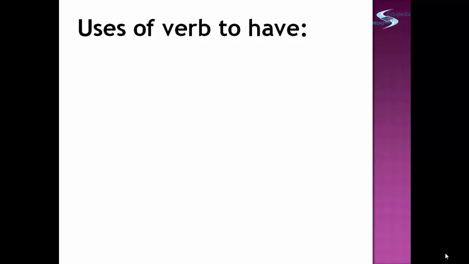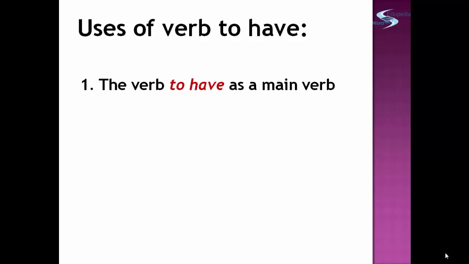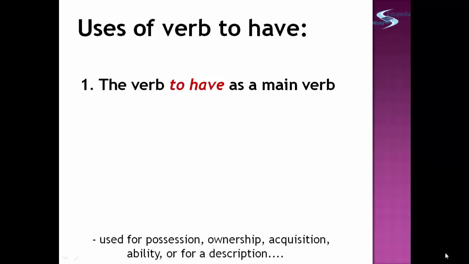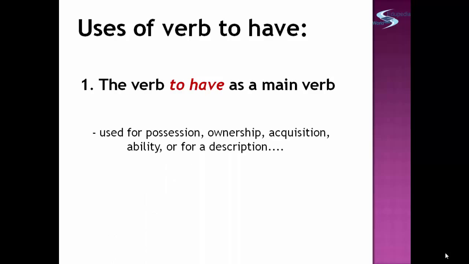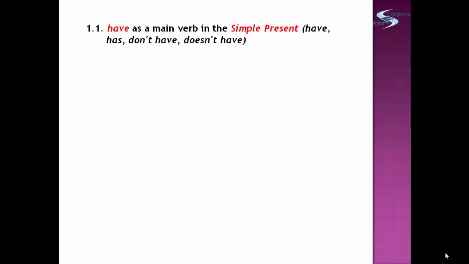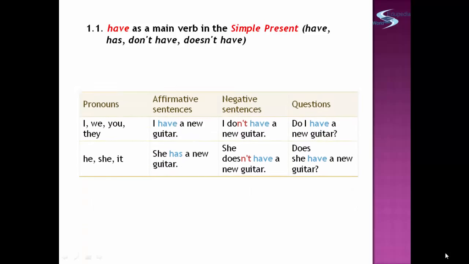Let us take up the uses of verb to have. The first usage is the verb to have as a main verb. This is used for position, ownership, accusation, ability, or for a description. We can further break it down into 1.1. Have as a main verb in the simple present. So it would take the form have, has, in the negative, don't have, doesn't have.